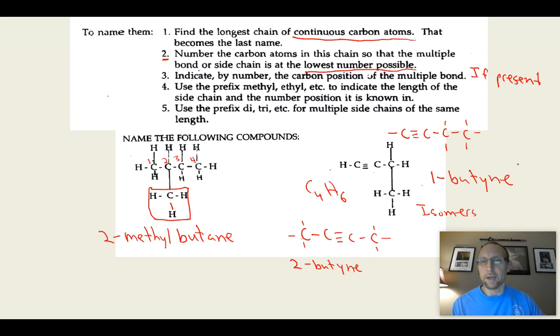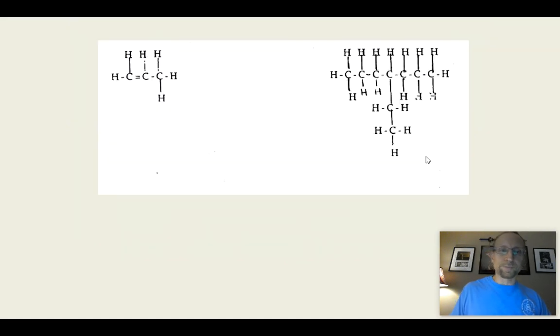And now remember, there's no such thing as 3-butane because it's the same thing as 1-butane. It's just taking it and flipping it around, all right? So just keep that in mind. Think about these things as we're going. Always start from the end that gives you the lowest possible number, all right? So let's take a look at these two, and then we'll do some examples here.